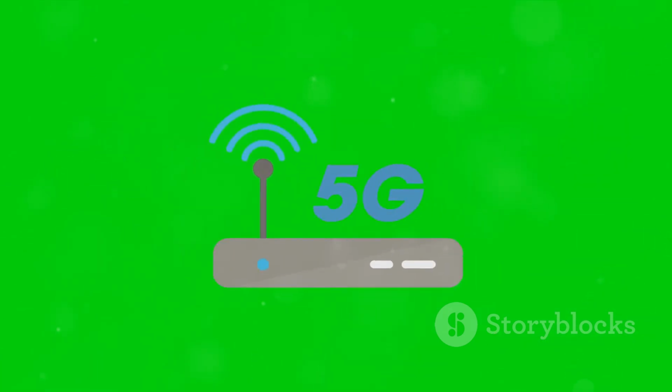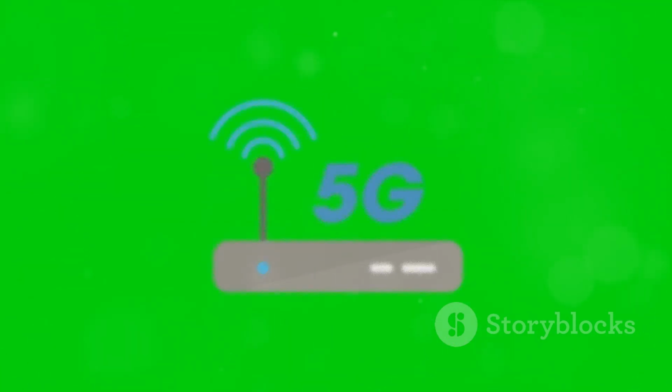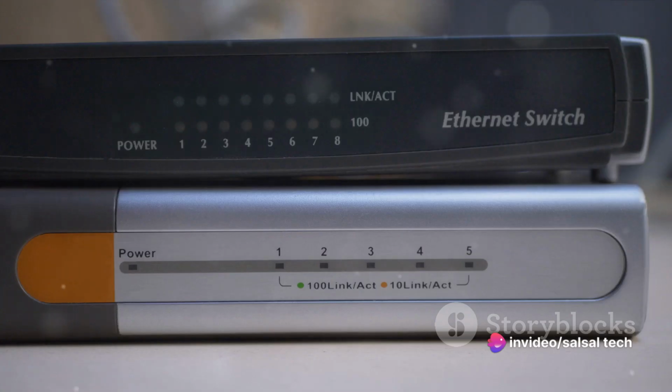So how does NAT work its magic? You may wonder, well, it's a fascinating process, and it all begins with your router. You see, your router is the unsung hero of your home network. Quietly and efficiently managing all the data traffic that goes in and out.